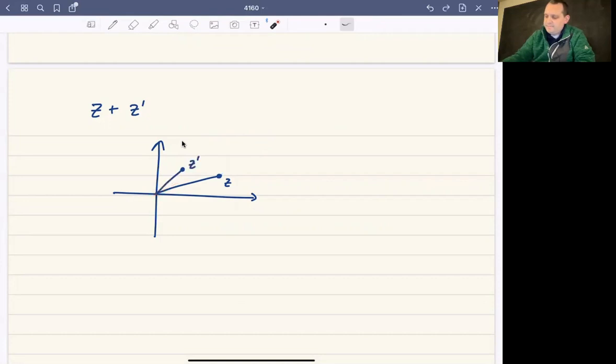So let me write that. In fact, let's write, so we can think of this as z prime, and then this vector, which I'll draw in red, is going to be z plus z prime. Okay, and so you could think of this the same way as you would adding two vectors, again, because there's that natural one-to-one relationship.